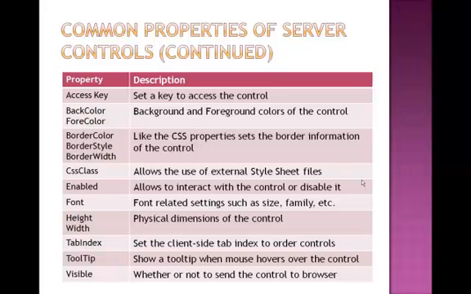And the enabled property allows you to enable or disable a server control for user interaction. For example, if you have a text box that you want to be initially disabled, you make the enabled property equal false. Then you can create a button or a checkbox that the users would click, and you can program against the server control to make its enabled property equal true. Font is basically the property that defines the font-related settings of your server controls.